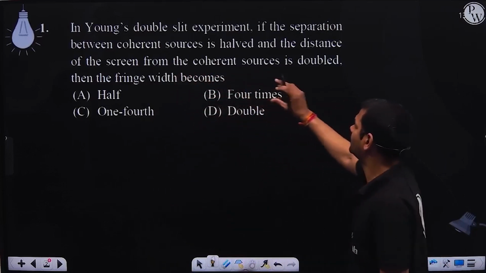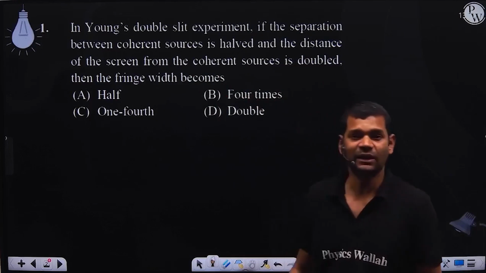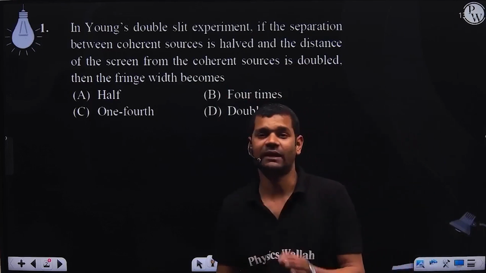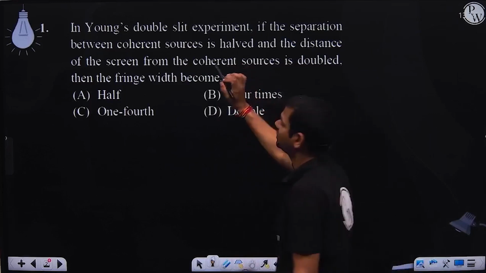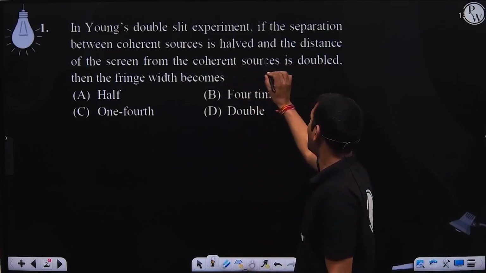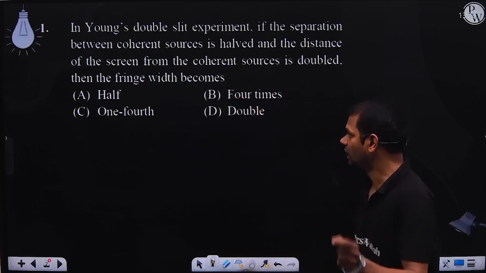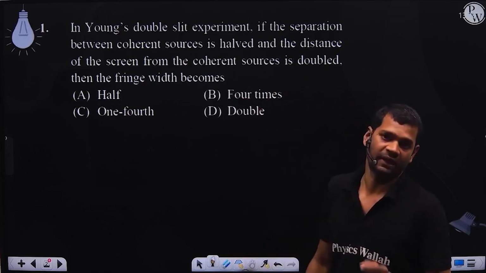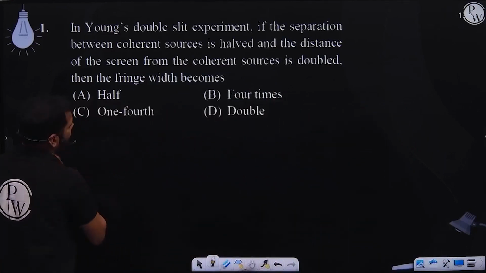In Young's double slit experiment, if the separation between coherent sources, what are coherent sources? The sources which have the same wavelength and same frequency are known as coherent sources, is halved and the distance of the screen from the coherent sources is doubled, then the fringe width becomes. So it is asking about the fringe width. We know the formula of fringe width very well.